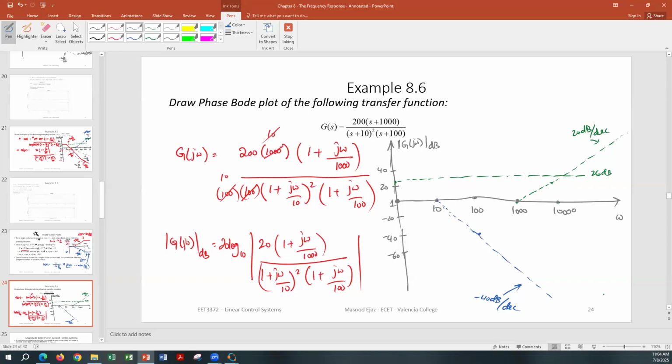In 1 decade of frequency, it's going to drop by negative 40 decibel because it's a square power. So each one of them, if you do 1 plus j omega over 10 times 1 plus j omega over 10, each one of them is going to drop by negative 20 decibel per decade with the same frequency. So they will overlap. So when you add them together, the total drop is going to be negative 40 decibel per decade.